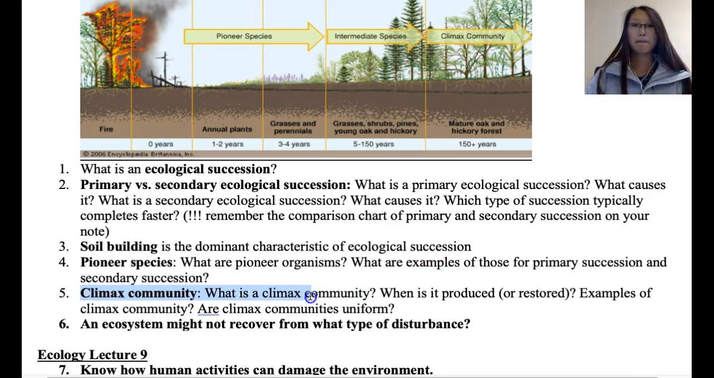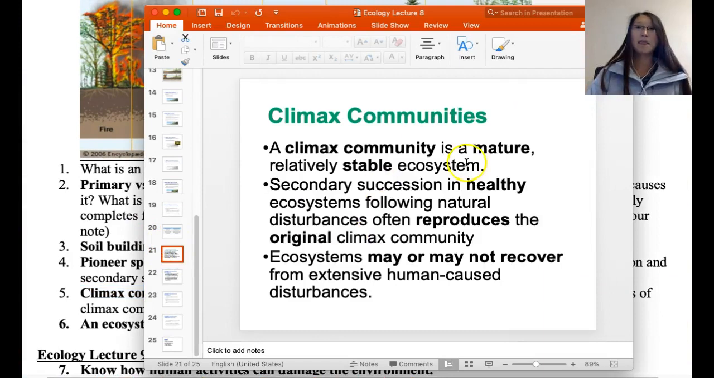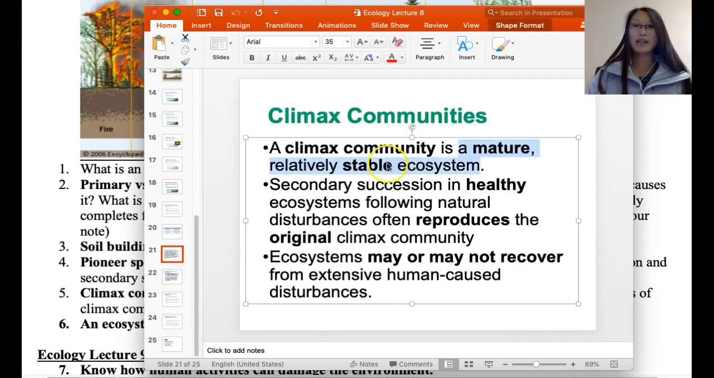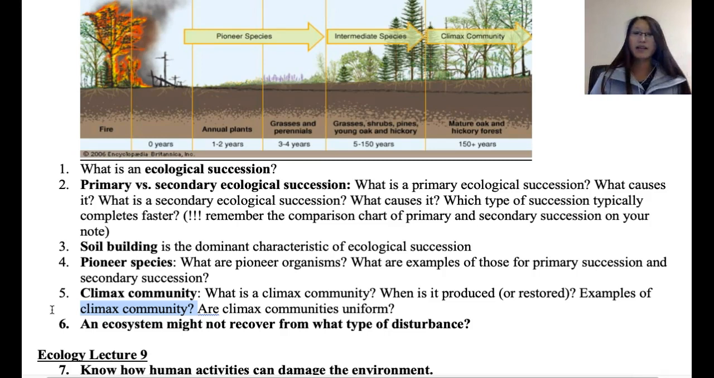Climax community is when the ecosystem reaches a more stable state. So if you look right here, it's a mature, relatively stable ecosystem. When is it produced or restored? It's at the end of the succession. It takes a while. Examples of climax community, a forest, for example, it takes a while to get to that point where there are a lot of plants and animals and they're all living happily ever after.